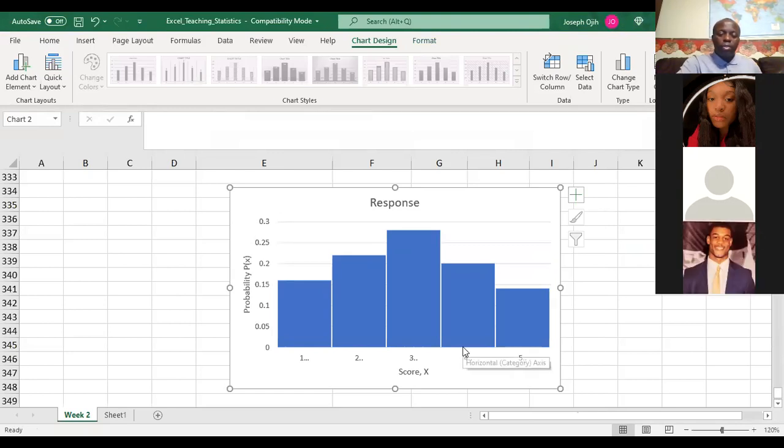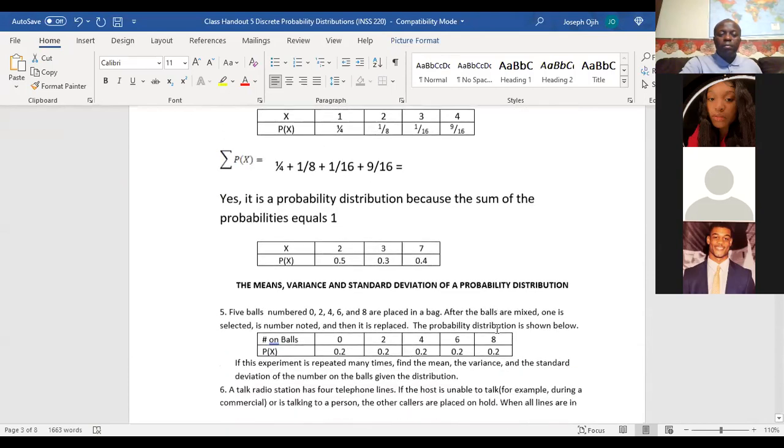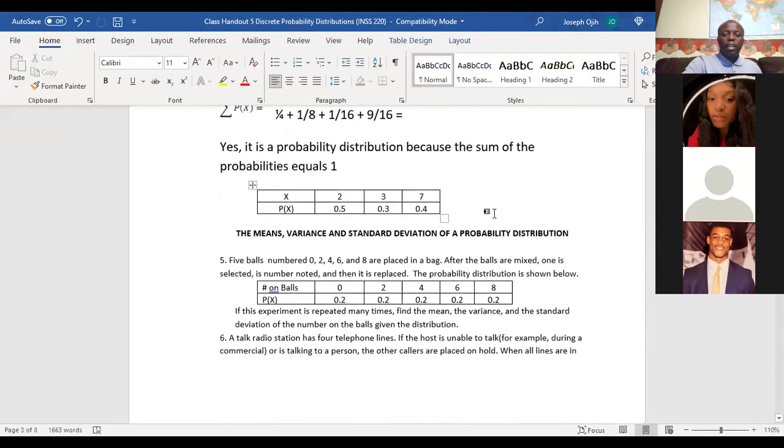Okay, good. So now that is the graph. So now we can look at the mean, variance, and standard deviation of a probability distribution. Okay. So please, if you want to ask questions, ask me. I don't do chatting while I'm teaching at the same time.